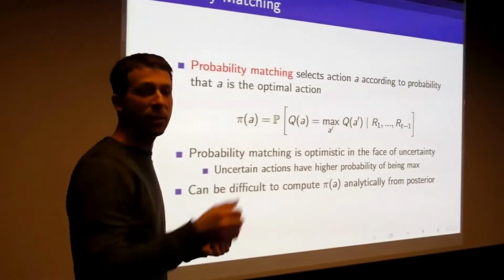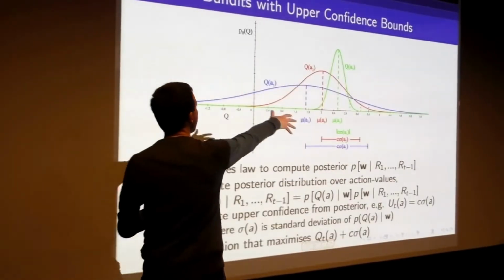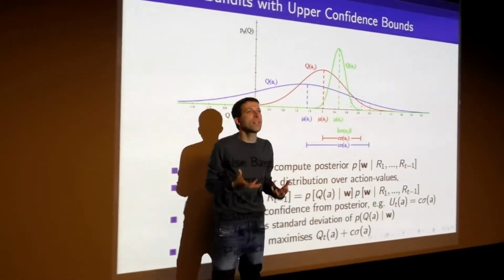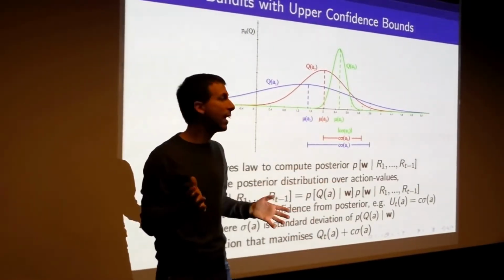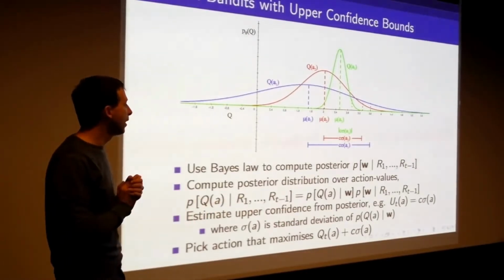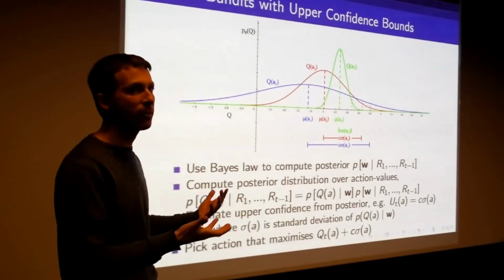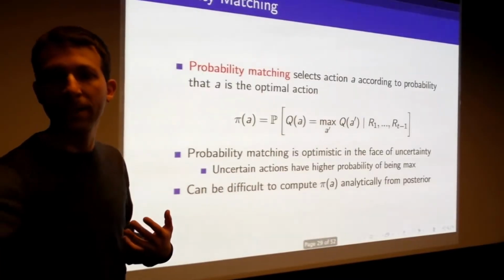Okay. There's a second way to make use of our probability distribution. If we've computed all of these posterior distributions over our action values, so we've got the blue guy and the red guy and the green guy, there's another way to make use of this information. And this is also true for any Bayesian method. The idea is to do something called probability matching. So this is instead of the upper confidence bound idea.